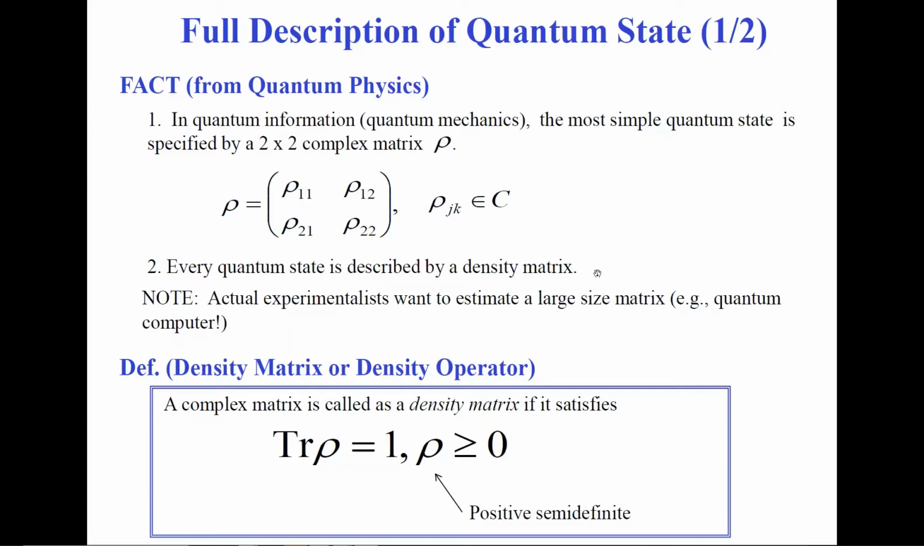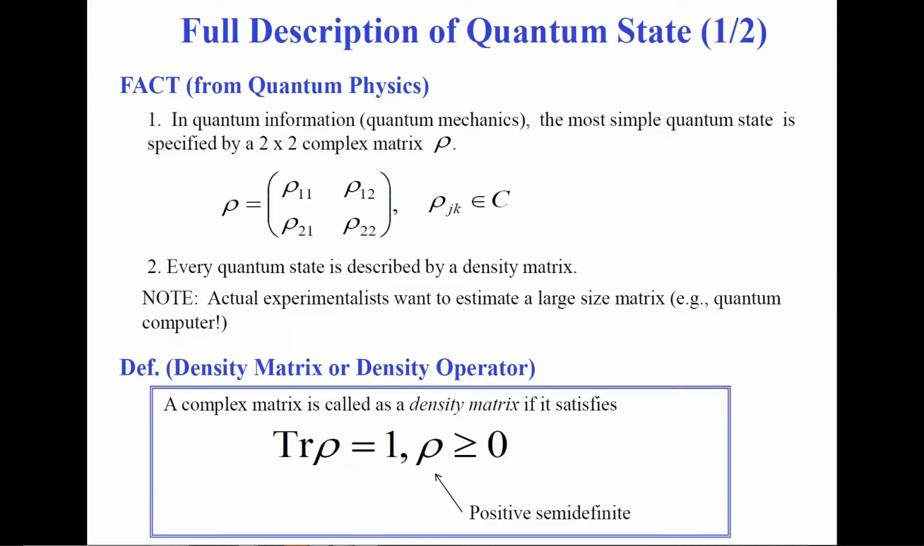Actually, experimentalists want to estimate very huge matrices. A typical example of a huge density matrix is a quantum computer. In a quantum computer, a single qubit is described by a 2 times 2 density matrix, but we have many quantum bits, qubits, in a quantum computer. We have to prepare them, and then we want to check all of the qubits, whether they are ready for quantum computation or not.